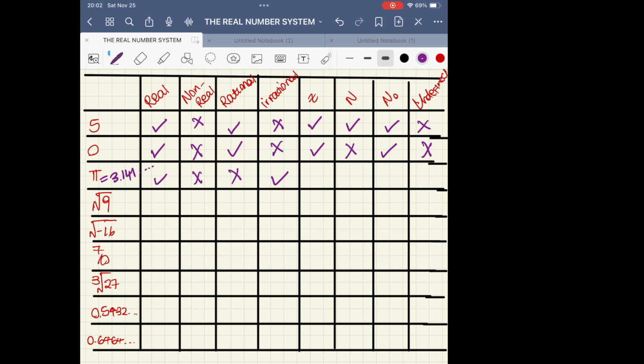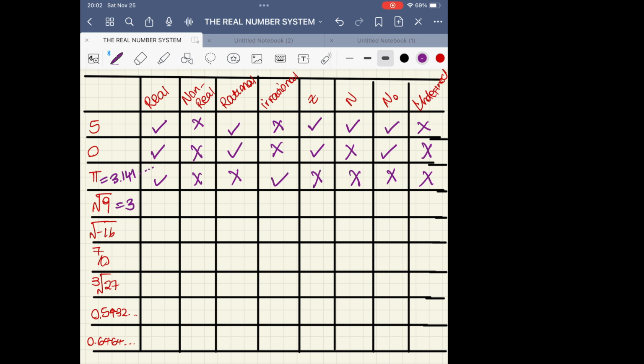So cross rational number. It is irrational, and it cannot be written as a fraction, right? If it is irrational, meaning simply it cannot be an integer, cannot be natural, cannot be a whole number, but it is not undefined, right? And then we have the square root of 9. What is the square root of 9? It's equal to 3. So what is 3? Is it real? Yes. Is it rational? Yes. It is an integer, natural number, a whole number, and definitely not undefined, right?